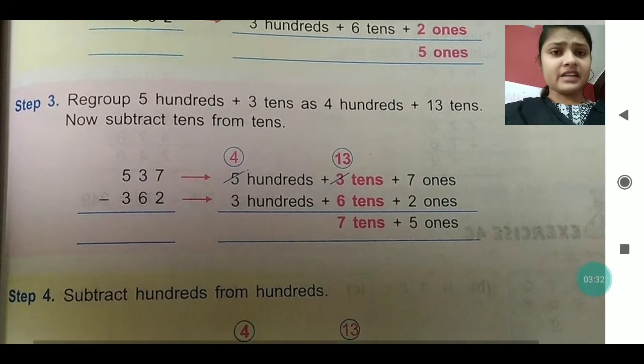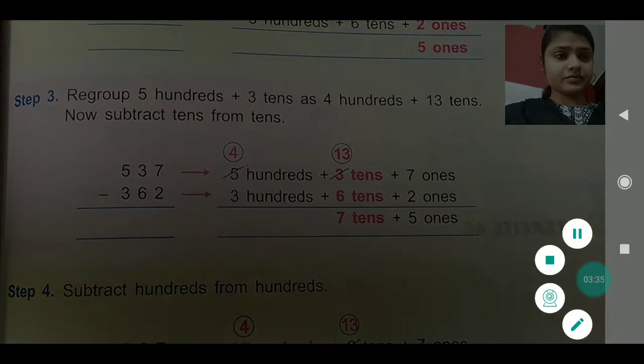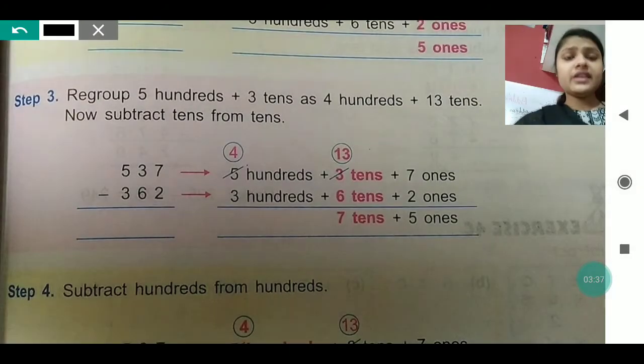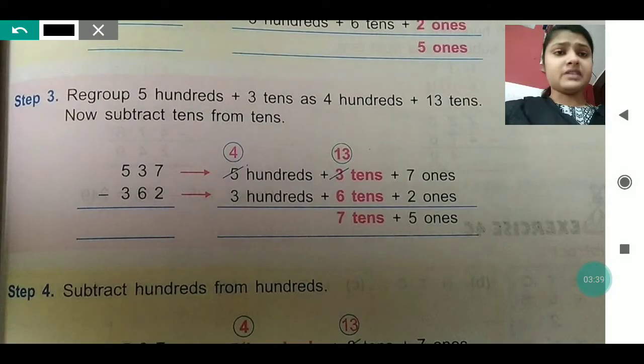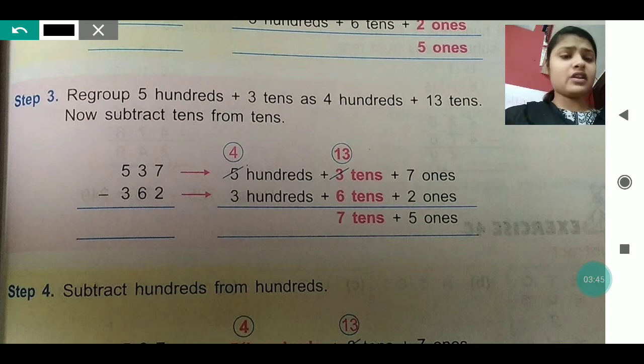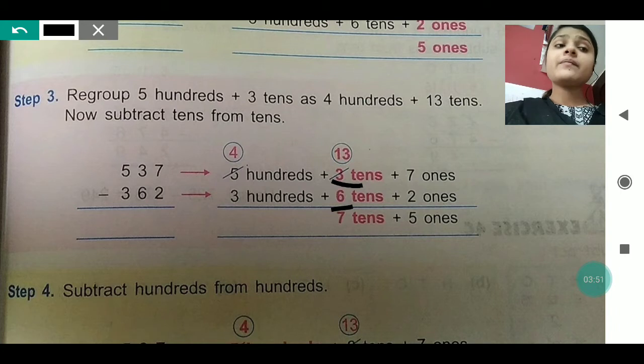After that, regroup 500 plus 3 tens as 400 plus 30. Here we have got 5. Now when we move to the tens place, we see 3 is written and 6 is written. 3 is smaller, 6 is larger than 3. In that case, we have to do the regrouping. Here this regrouping word means borrowing, carrying.